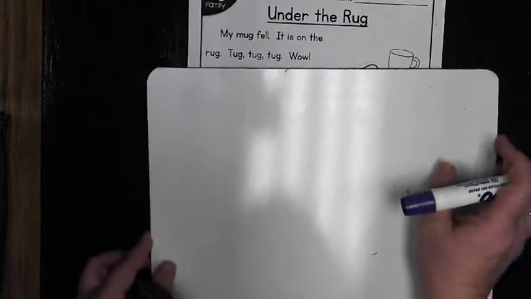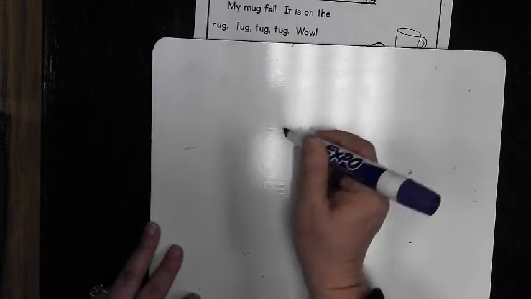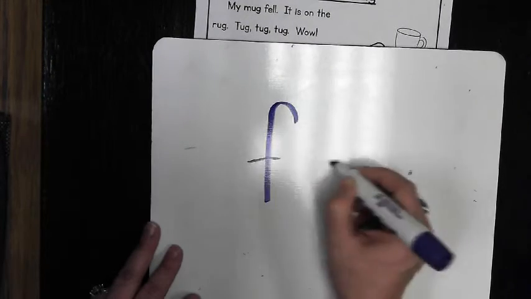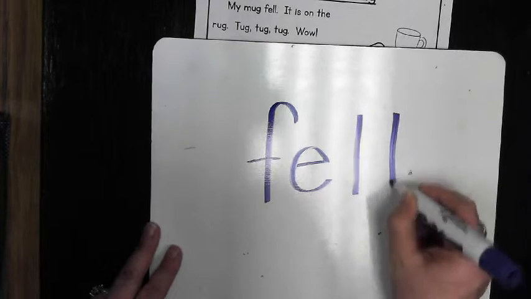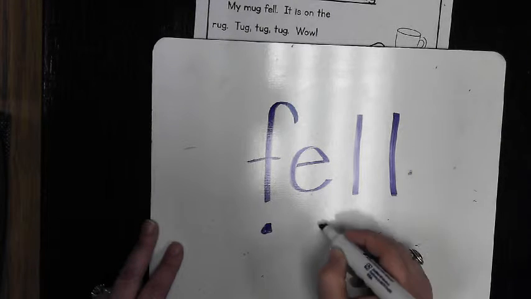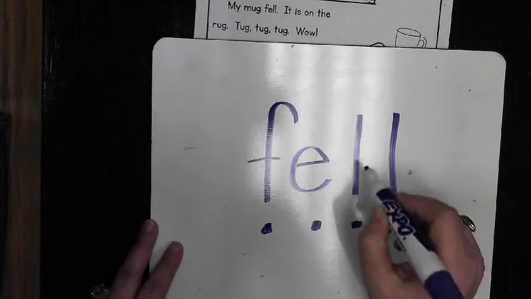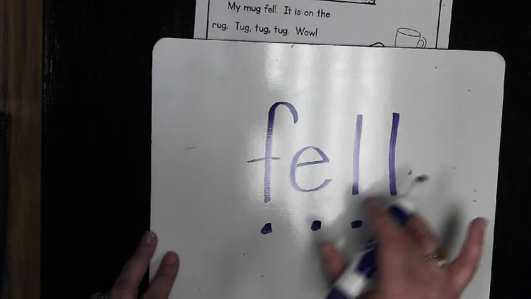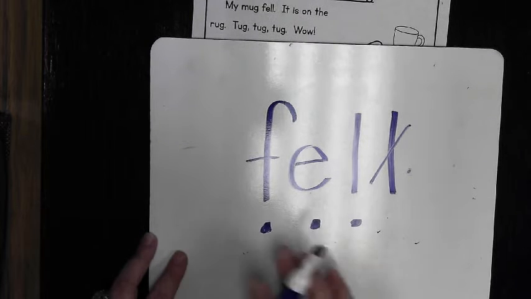Let's look at this one. FELL. Now, when I'm sounding out this one, there are actually only three sounds. This second L is not going to say l. It's only going to say l once for the first L. The second L isn't saying anything. So I'm just going to put a line through that and pretend it's not there. So now let's sound it out.